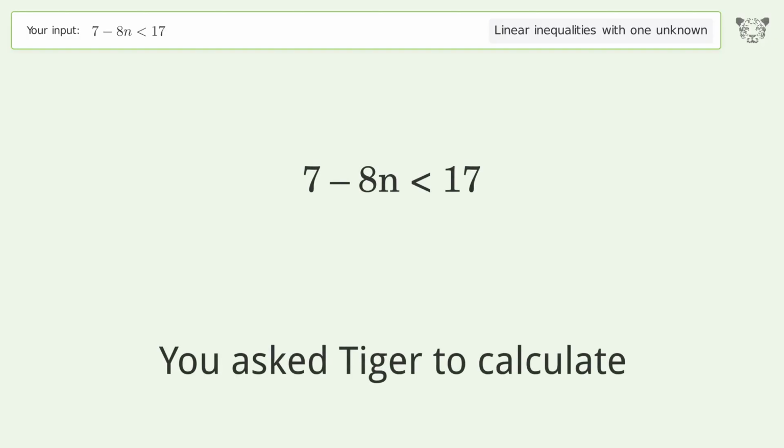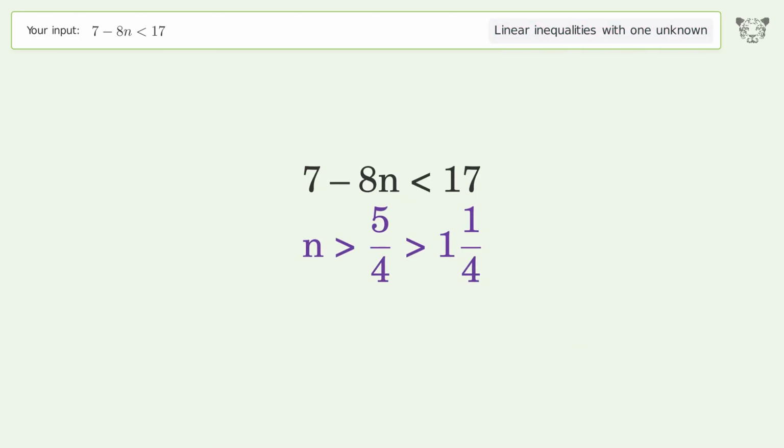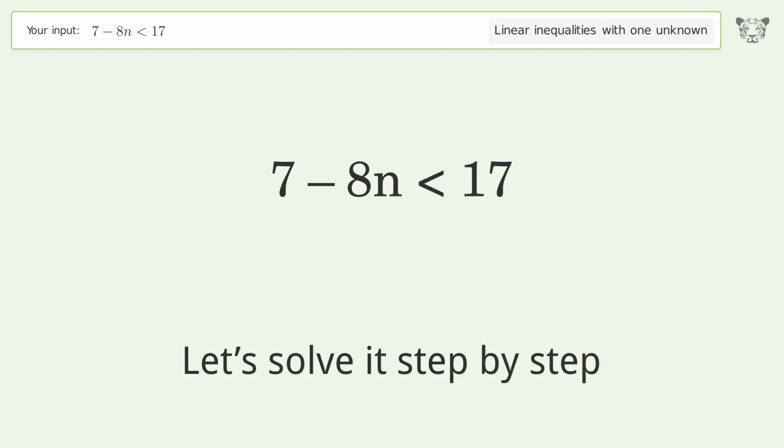You ask Tiger to calculate. This deals with linear inequalities with one unknown. The final result is n greater than -5/4 greater than -11/4. Let's solve it step by step.